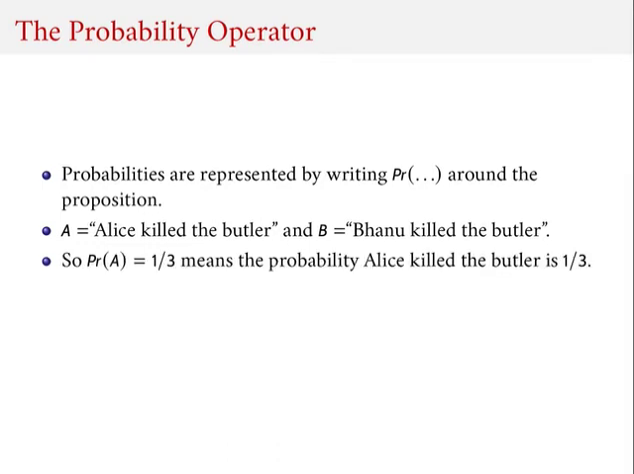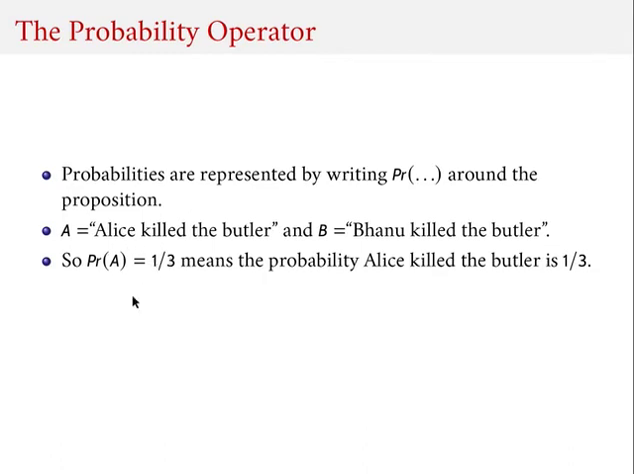And then when we ask what the probability is, say, of whether Alice did it, what we do is we write formally PR to stand for probability of A. So the probability, or the PR of A, equals 1/3. And that means that the probability that Alice killed the butler is 1/3. Now we can assign any number here, but as we'll see shortly, this number has to be between 0 and 1 inclusively. So it could be 0, it could be 1, or anything in between.